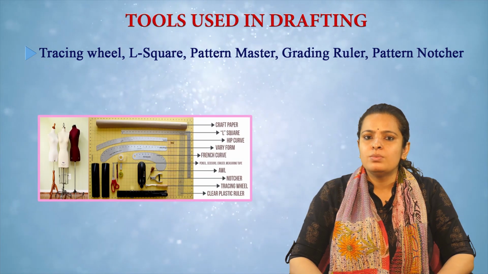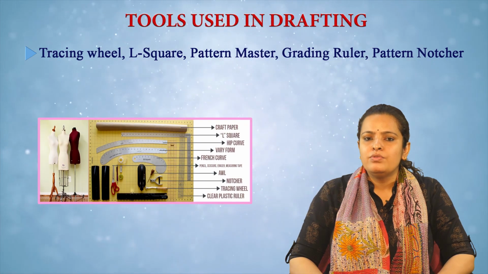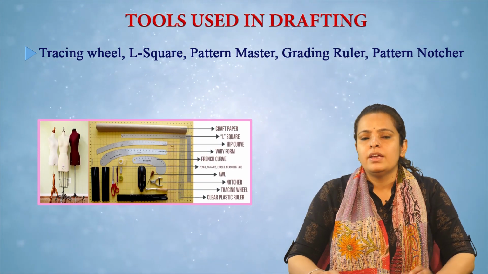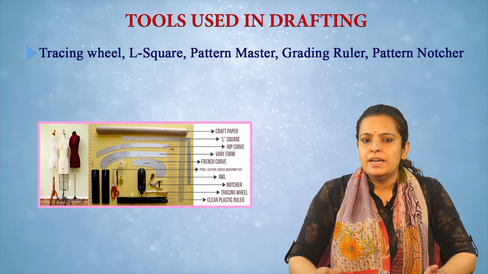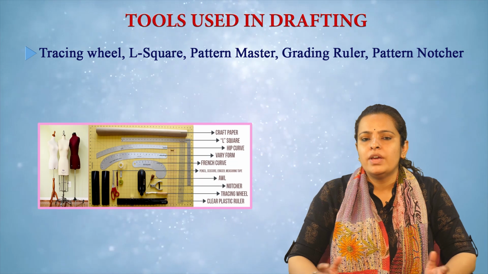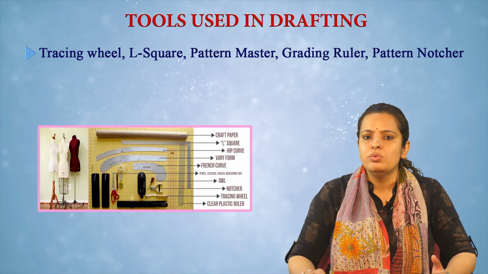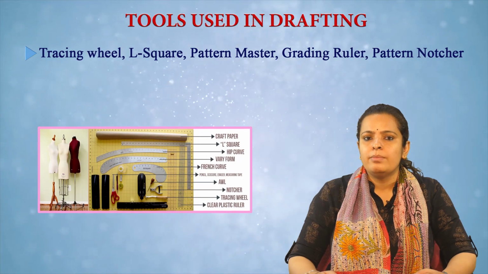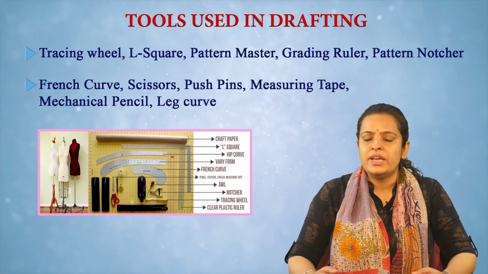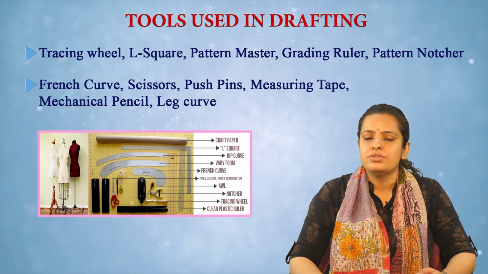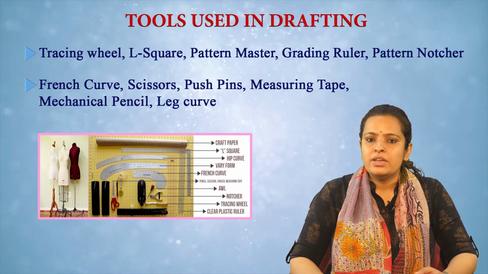Notches we generally use as a marking symbol on the pattern for joining of the fabric, or to make the person understand that this is the point from where we have to join the fabric. There is a particular type of tool which is used for the pattern notches. Then we use the French curve. It is a curve-shaped scale.